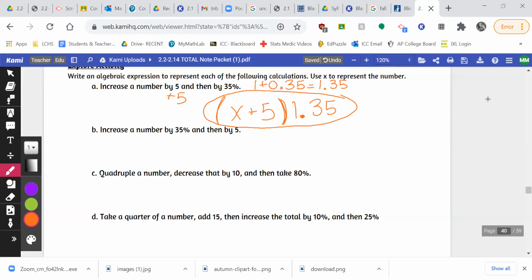Okay, in B, it says to increase a number by 35% and then by 5. If you're increasing a number by 35%, you're going to have 1.35 times that number x, and then you'll add 5. There are no necessary parentheses here because you're multiplying first.